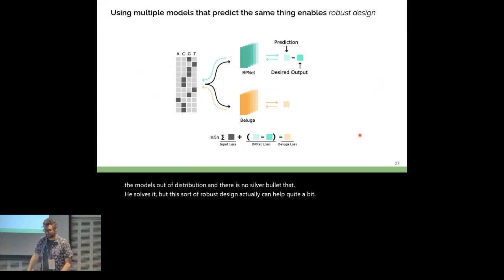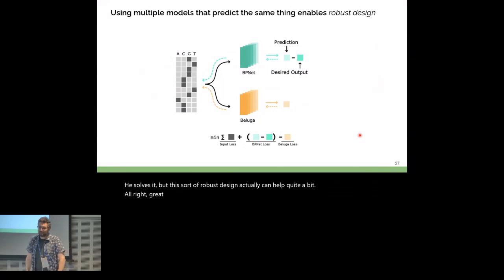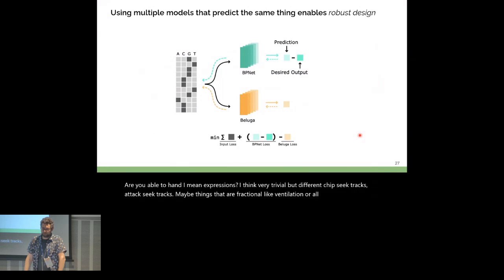All right. Great and fun work, Jacob. So for your output loss, expression I think is very trivial, but different ChIP-seq tracks, ATAC-seq tracks, maybe things that are fractional, like methylation, all of them, are you able to handle?